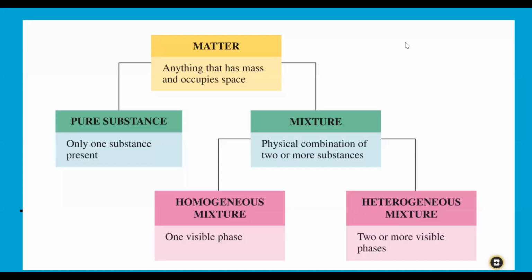So let's summarize this classification of matter. We started with matter, anything that has mass and occupies space, right? So the matter is divided into two groups, pure substance and mixture. Pure substance has only one substance present, like you saw in the particle diagram. The mixture is a physical combination of two or more substances. Under mixture we have homogeneous mixture or heterogeneous mixture, and under pure substance we have elements and compound.